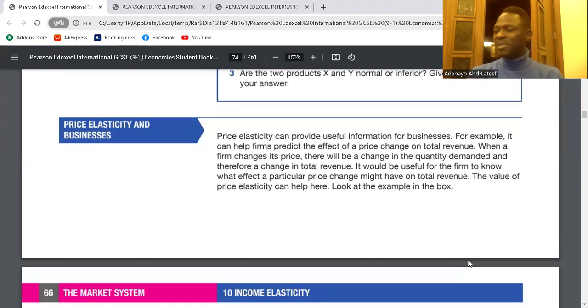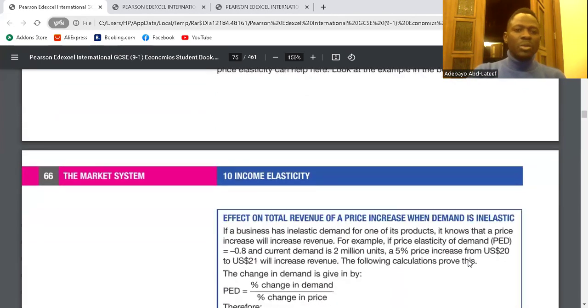So for price elasticity and business, look at me please. What they're saying is that the importance of price elasticity is that it helps business to know the changes that could occur when they sell their products. If their product is inelastic, they understand that when they increase the price, their total revenue will increase. If their product is price elastic, they cannot increase the price because when they do, their total revenue would fall. That is the price elasticity and business. Is it clear? Clear.